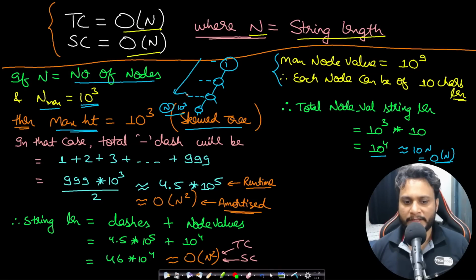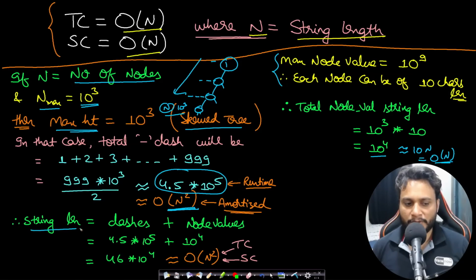If you add up all these values, then you will get amortized order of n square. I have also done a calculation for the exact runtime. You can just check it out. But we are just concerned about amortized time in this case, amortized length and everything. So this length will be n square.